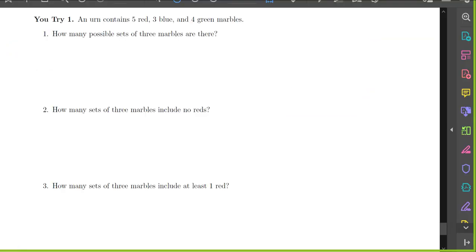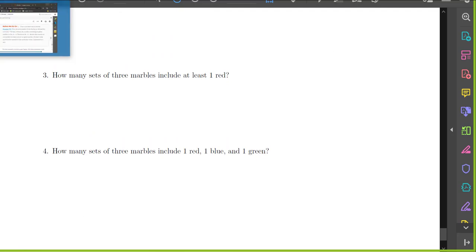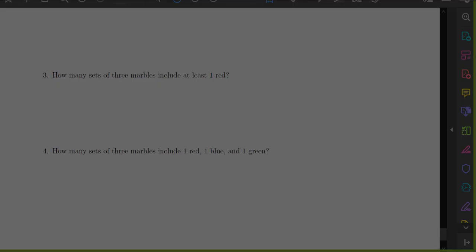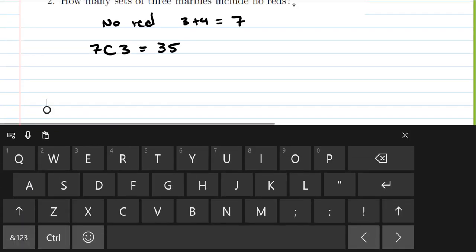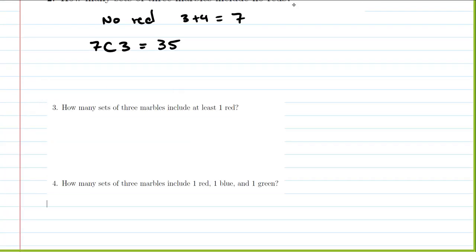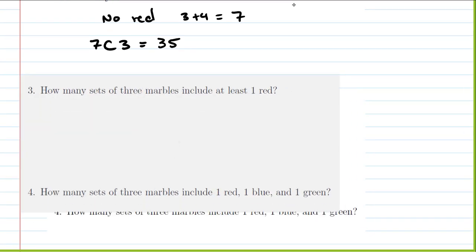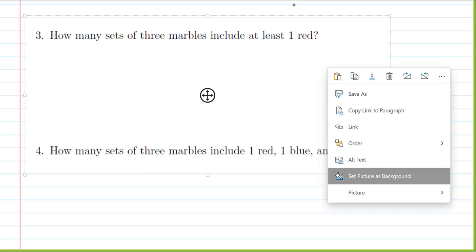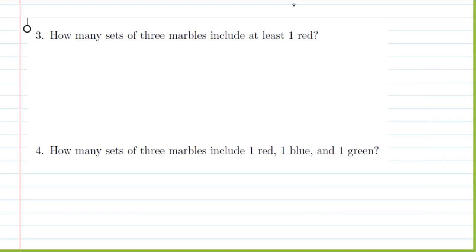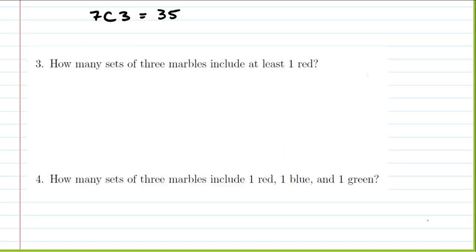All right, let's move on to our next. So next, how many sets of 3 marbles include at least 1 red? And how many sets of 3 marbles include 1 red, 1 blue, and 1 green? All right. So for 3, how many sets of 3 marbles include at least 1 red?